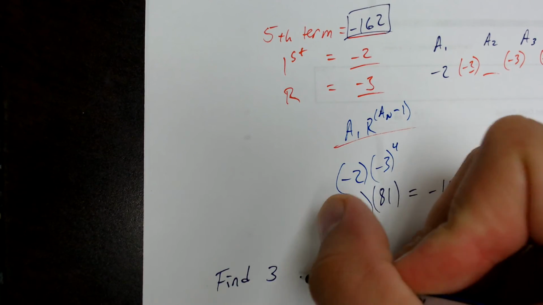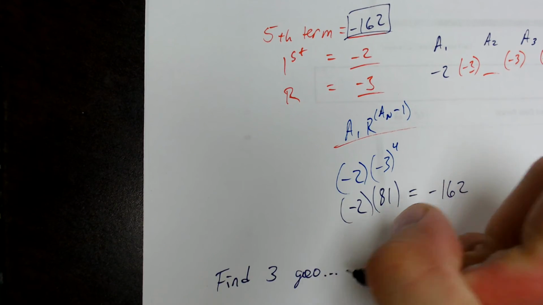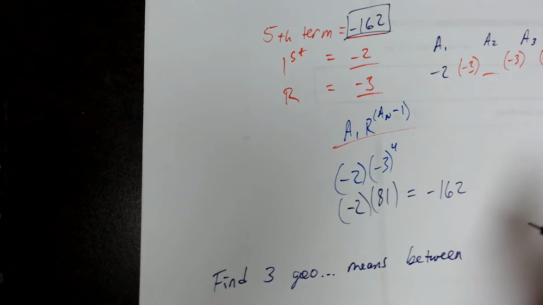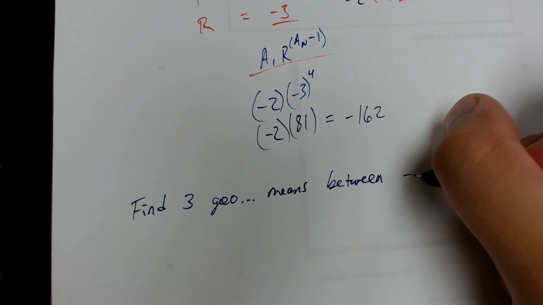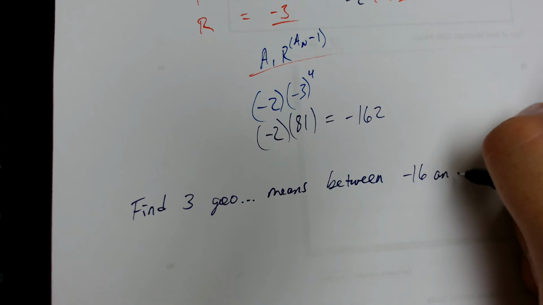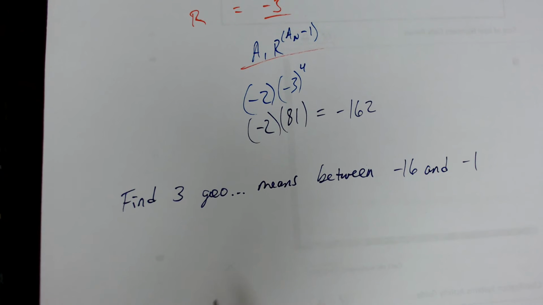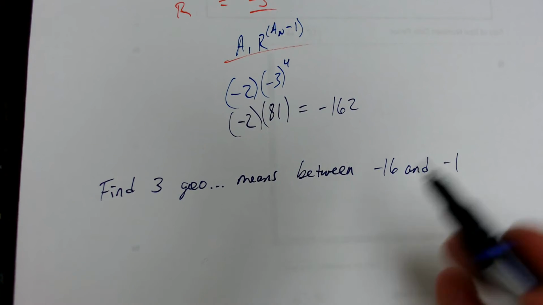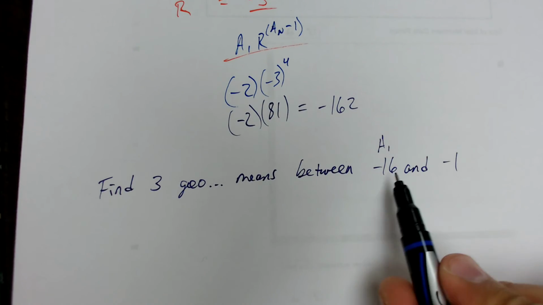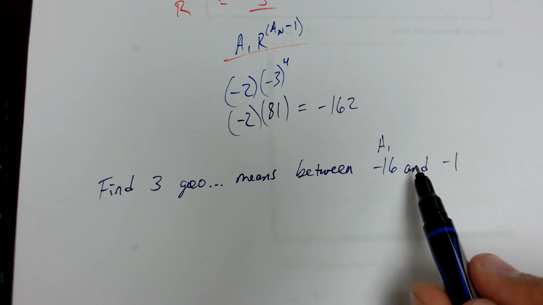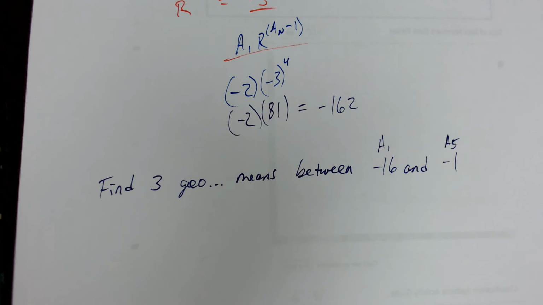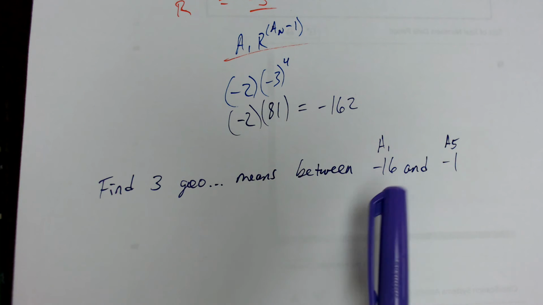find 3 geometric means between negative 16 and negative 1. So we have to do a little bit more counting here. If we're finding 3 numbers in between these, then that means negative 16 is a sub 1, and the 3 numbers would be a sub 2, a sub 3, a sub 4, which means that negative 1 is a sub 5.